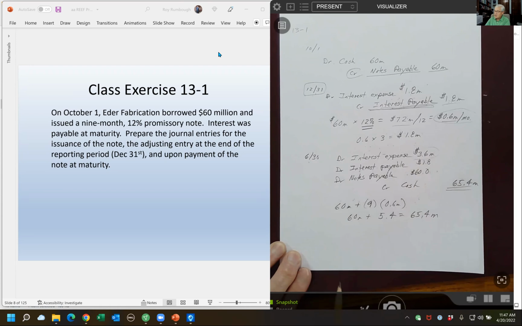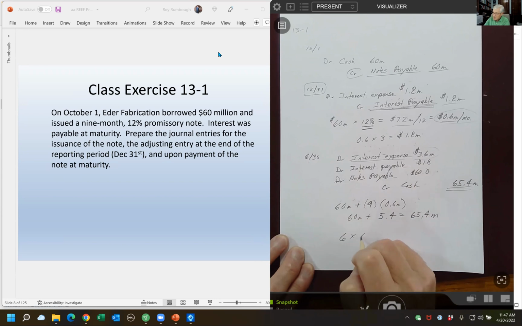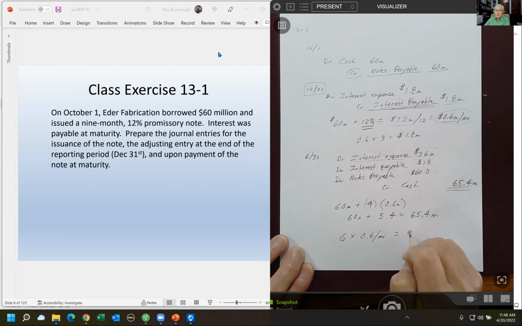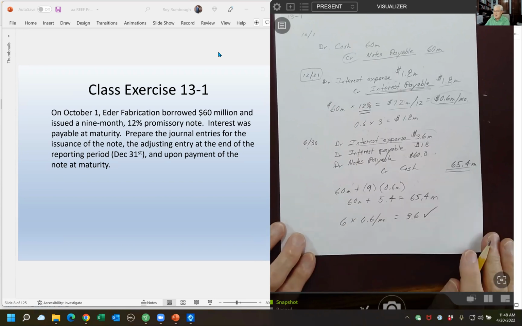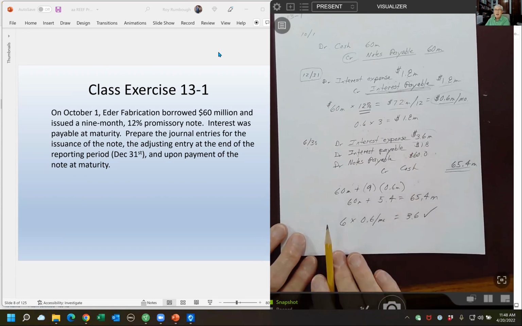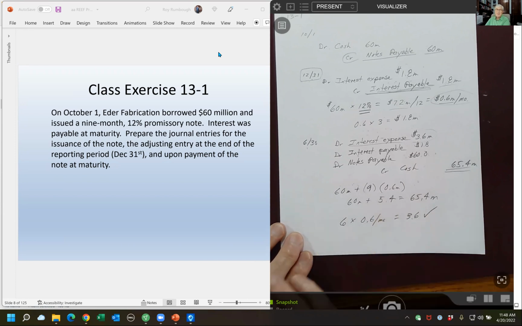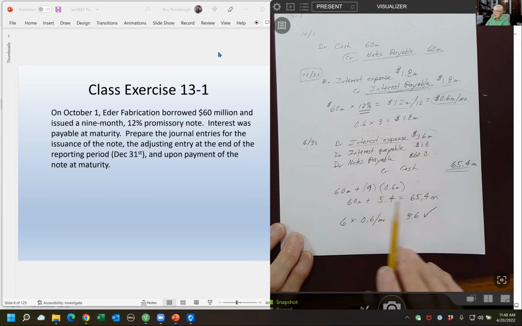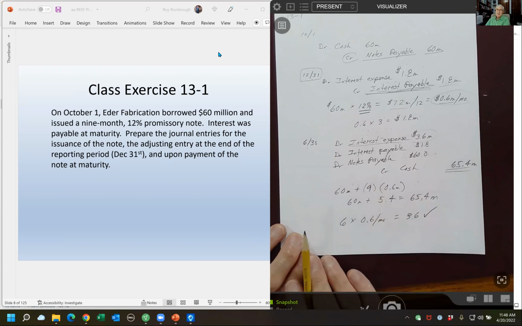Does that jive with what we think happened? Because this is interest expense for 6 months. So 6 times 0.6 per month equals 3.6. Check. When you have to do this problem on the exam, I hope you get this problem on the exam. It's an easy one, and you can check your work. Are the debits and credits equal? Does my interest expense work?